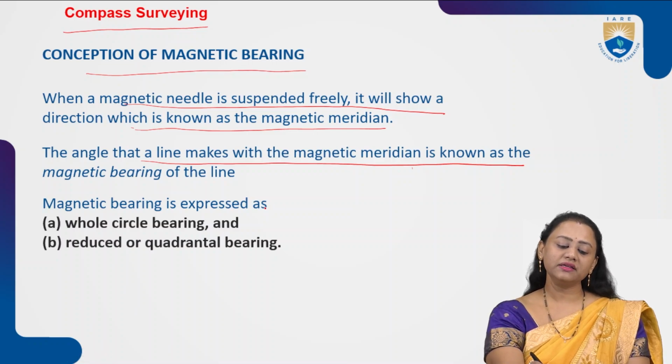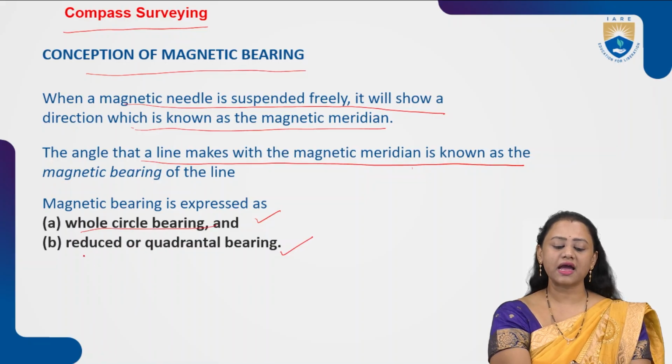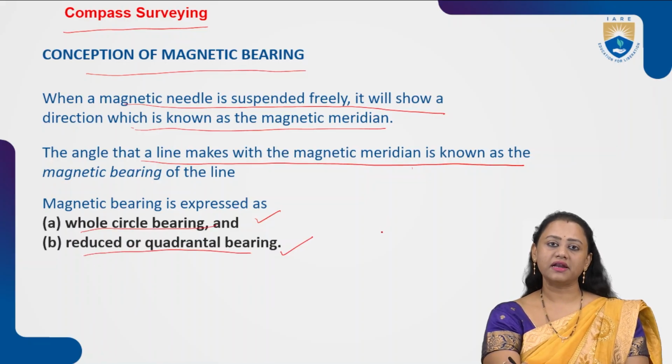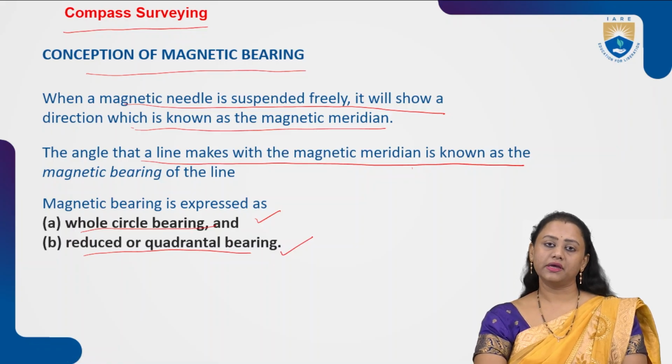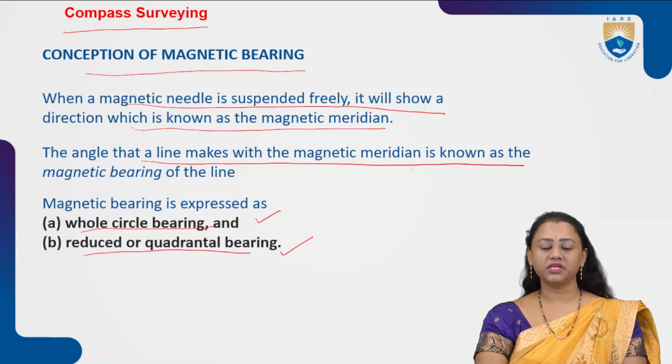So magnetic bearing can be expressed in two forms. It is called the whole circle bearing and the reduced or quadrantal bearing. So these are the two systems for measuring bearing, the whole circle bearing and the reduced or quadrantal bearing system.